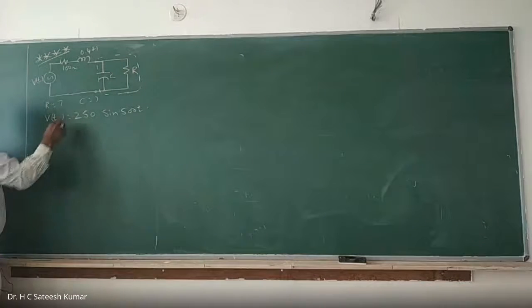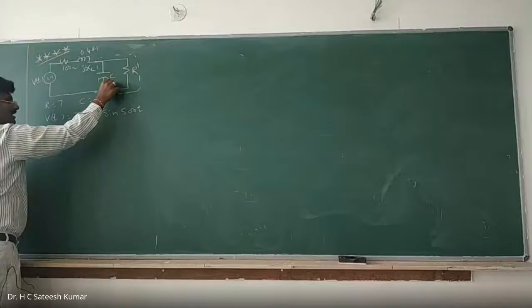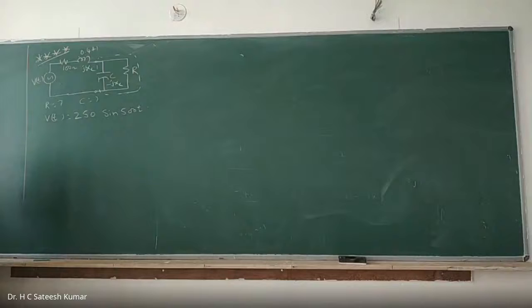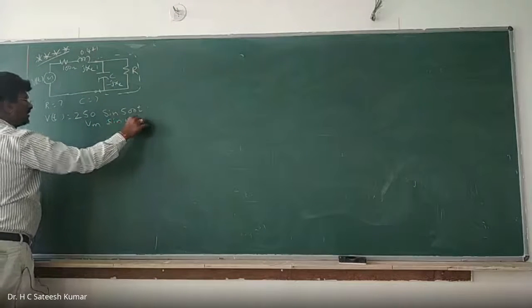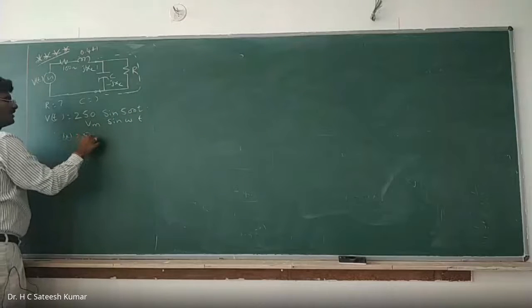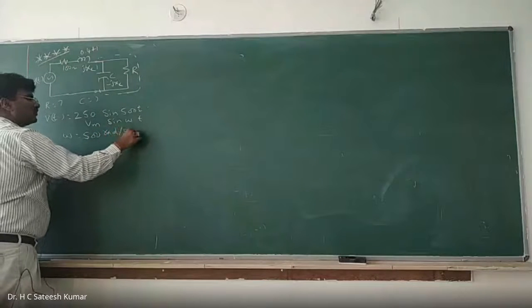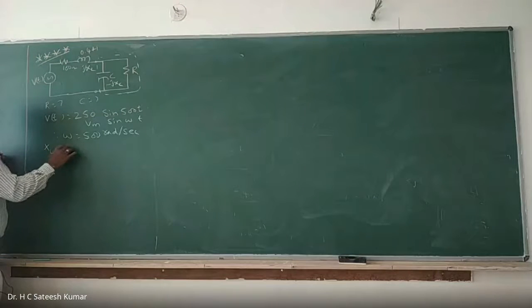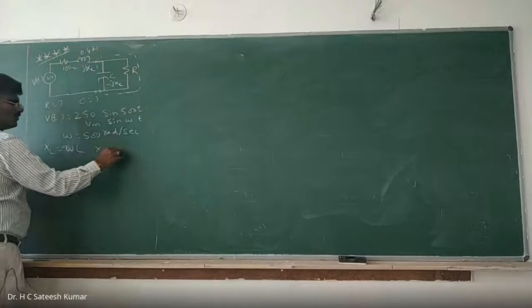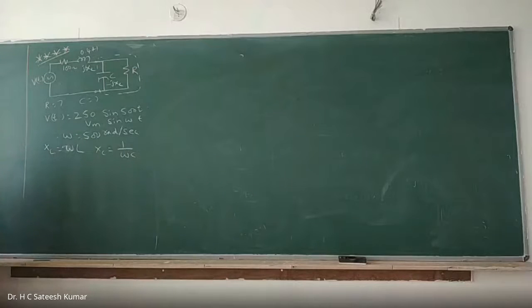Whenever R is there, this is nothing but jXL, and this is nothing but minus jXC. Here it is omega, Vm sin omega t. Therefore, omega is equal to 500 radians per second. Carefully you should do this problem. XL is equal to 2 pi FL or omega L, and XC is equal to 1 by omega C.